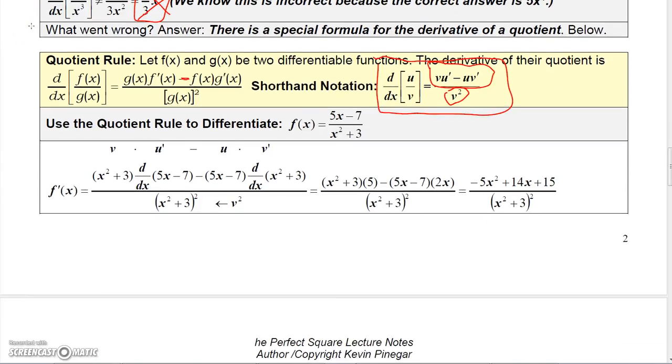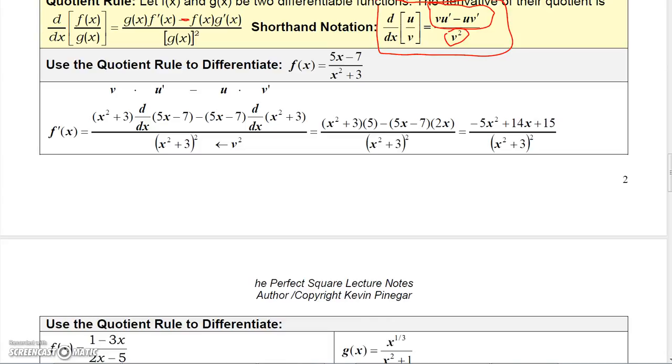Now, of course, you really want to use this rule on problems that can't be simplified, like this one. Here we have f of x equals 5x minus 7 over x squared plus 3. So what I need to do is I'm going to take v, which is the denominator, x squared plus 3, and multiply it by the derivative of the numerator, 5x minus 7. And again here, you can do this in your head after you practice a couple. So there's the derivative, u prime.